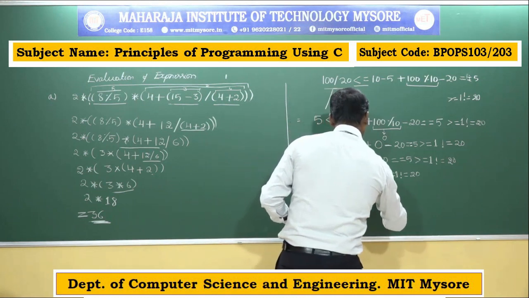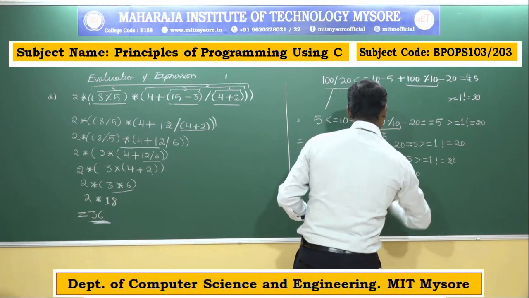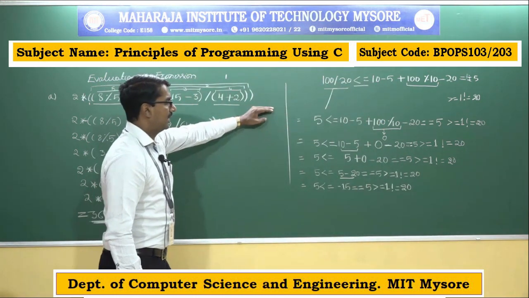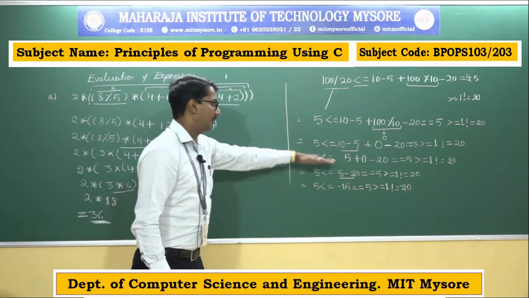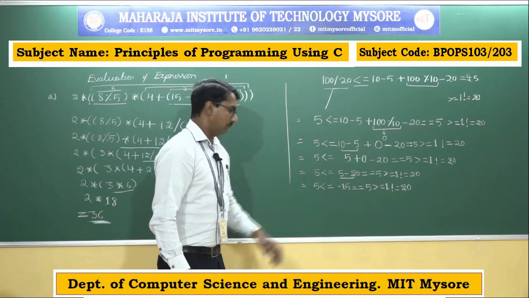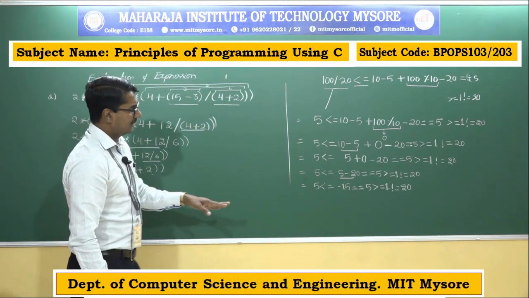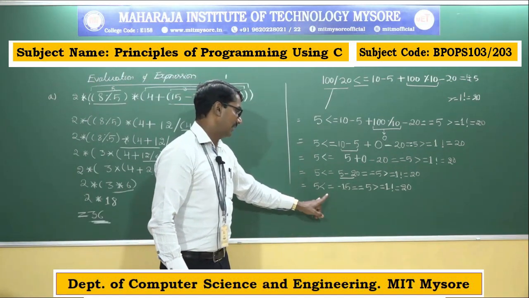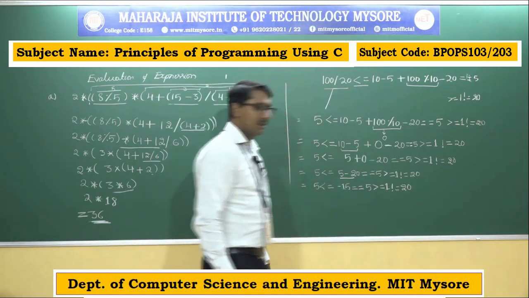== 5 >= 1 != 20. So here, first we executed the division operation, modulus operation, later subtraction, addition and subtraction. In the result it contains only the relational expressions, that is less than or equal to, equal equal, greater than or equal to and not equal.